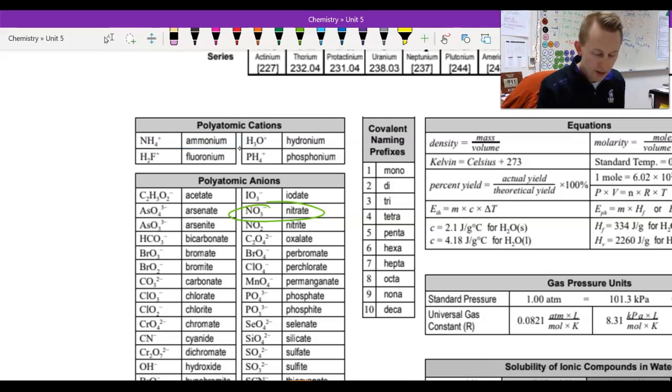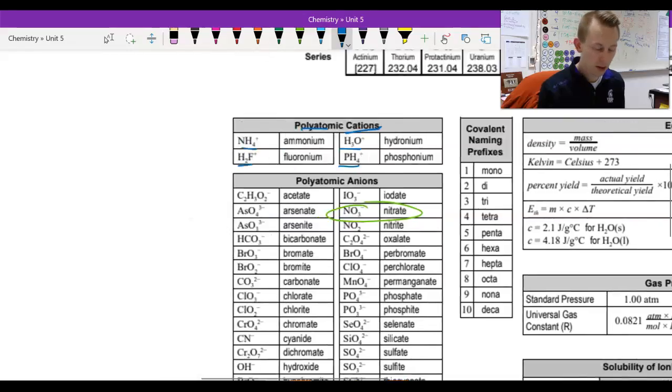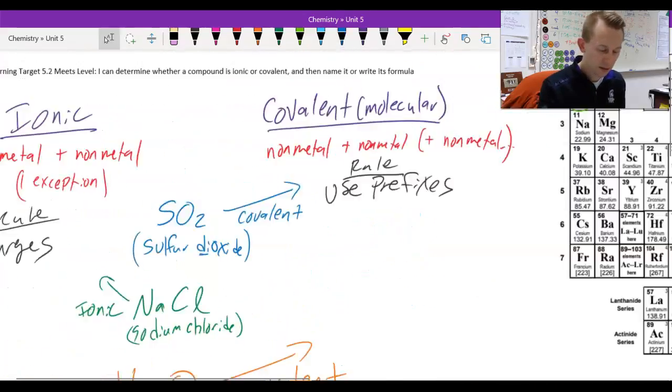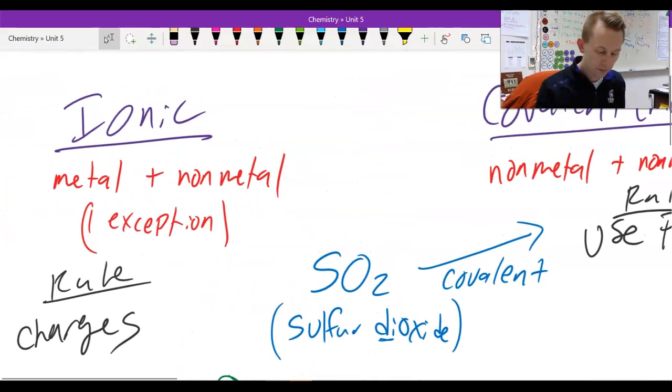So notice that the polyatomic cations, they're all nonmetals. So nitrogen and hydrogen, nonmetals. Hydrogen and fluorine, hydrogen, oxygen, phosphorus, hydrogen, those are all nonmetals. So this is where the exceptions come in. So I'm going to go back up here and just add this in to my notes. Let's see.